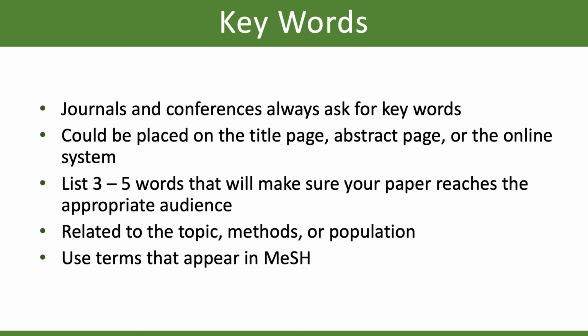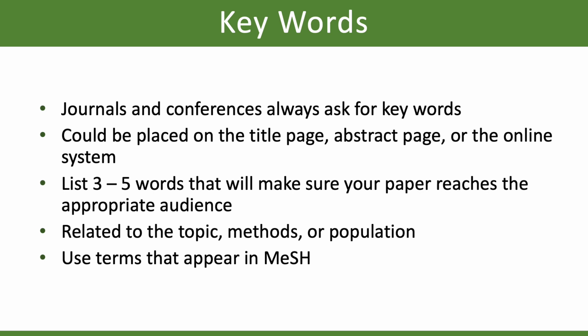Journals and conferences always ask for keywords when you submit an abstract. And keywords are a list of 3 to 5 words that will make sure that your paper reaches the appropriate audience. They can be placed on the title page, the abstract page, or on the online system when you use online portals to submit abstracts for conferences.